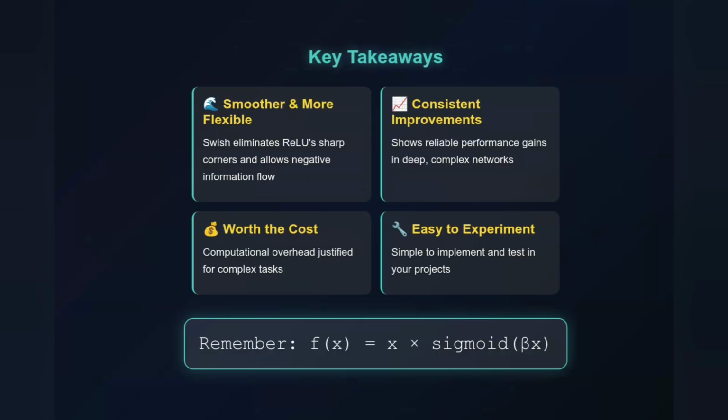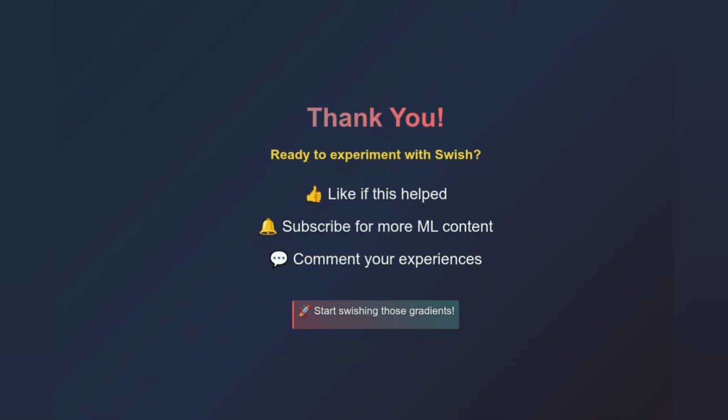Key takeaways. Swish is smoother and more flexible than ReLU. It provides consistent improvements in deep networks. The computational overhead is usually worth it for complex tasks. It's easy to implement and experiment with. And that's everything you need to know about the Swish activation function. I hope this deep dive was helpful and gives you the confidence to experiment with Swish in your own projects.